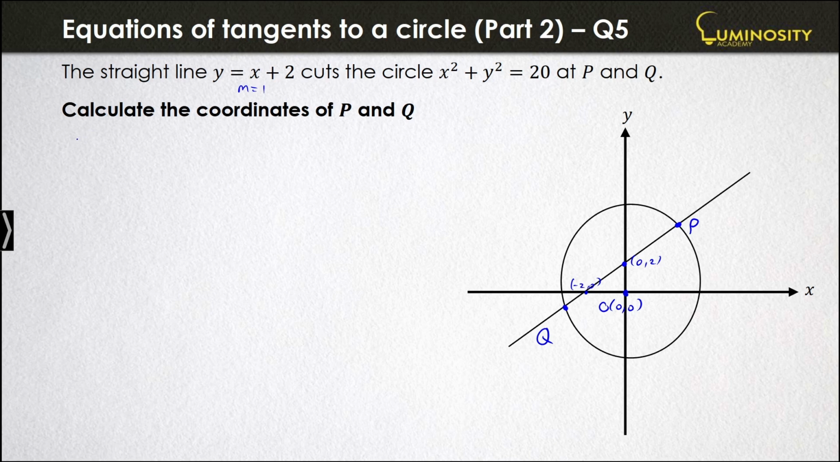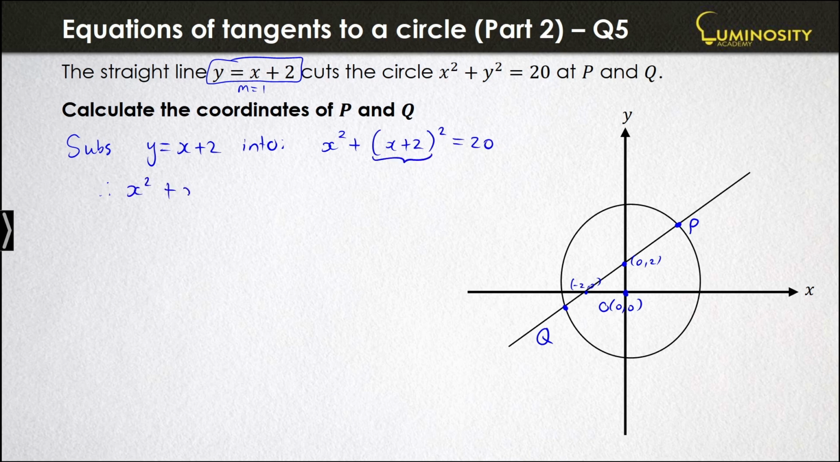To find the coordinates here, I would need to equate the two equations. Now y is equal to x plus 2, so I can substitute y equals x plus 2 into the circle equation. It's going to be x squared plus (x plus 2) all squared equals 20. Expanding that out, I get x squared plus x squared plus 4x plus 4 equals 20. So x squared plus x squared gives me 2x squared plus 4x, and then if I subtract 20 on both sides, I have minus 16 equals 0.